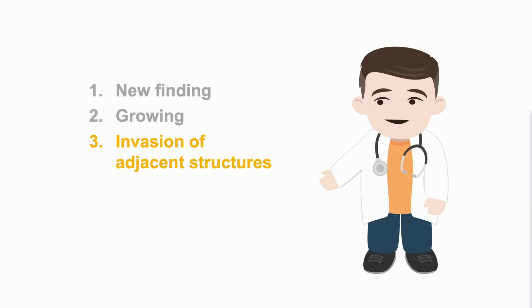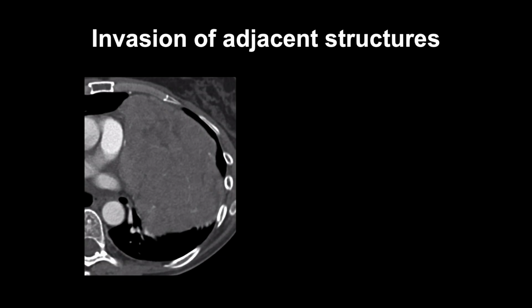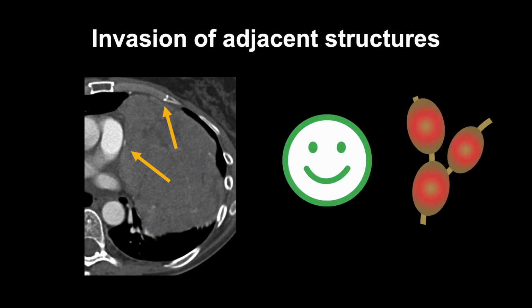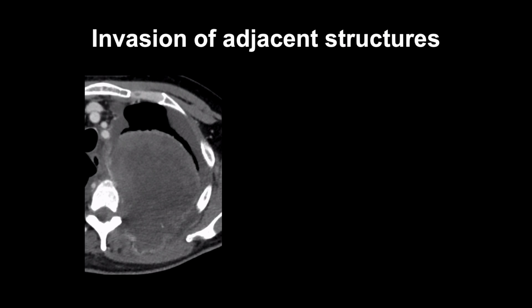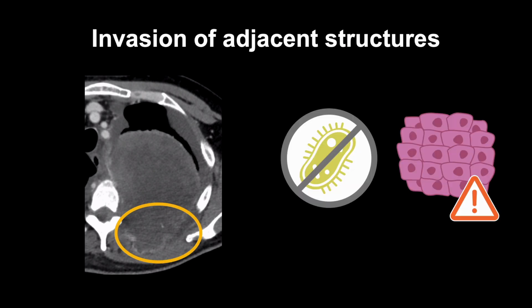The third concerning characteristic is invasion into adjacent structures. If a lesion is displacing a structure but not invading it, it may be benign, such as a reactive lymph node, or malignant, such as lymphoma. The only time a benign lesion will invade an adjacent structure is in the case of an infection. So, if there is destruction of any part of a normal structure and no evidence of infection, be very concerned that this is a neoplasm.